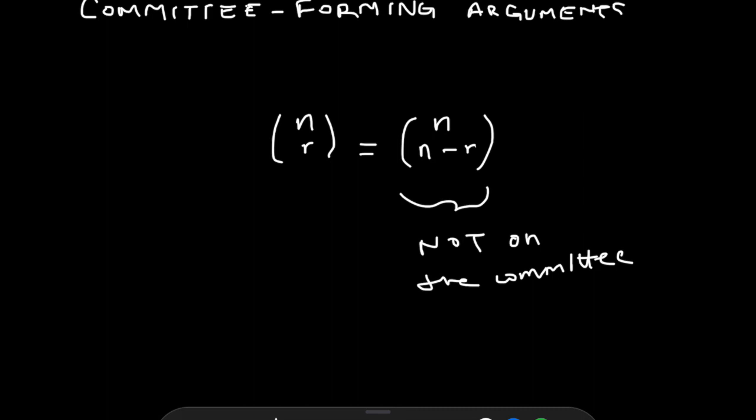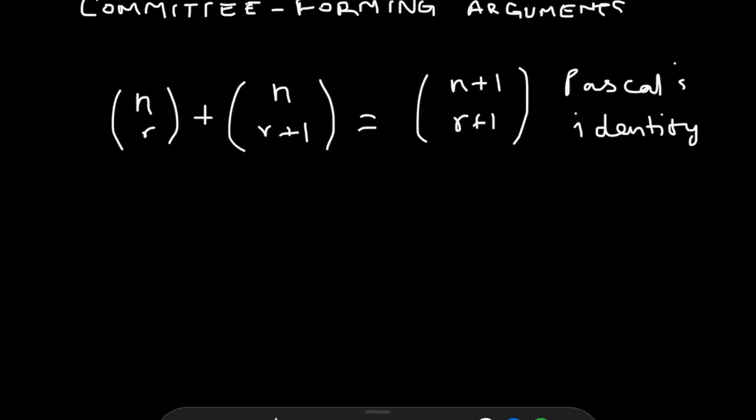Let's go ahead and see how this works in another example. Okay, so the first identity that we're going to be proving using a committee forming argument is Pascal's identity. Essentially it says that n choose r plus n choose r plus 1 equals n plus 1 choose r plus 1. Often when we're doing a committee forming argument, it's best to start with the side that looks simpler. In this case, the right-hand side is only one binomial coefficient, so let's start with that.